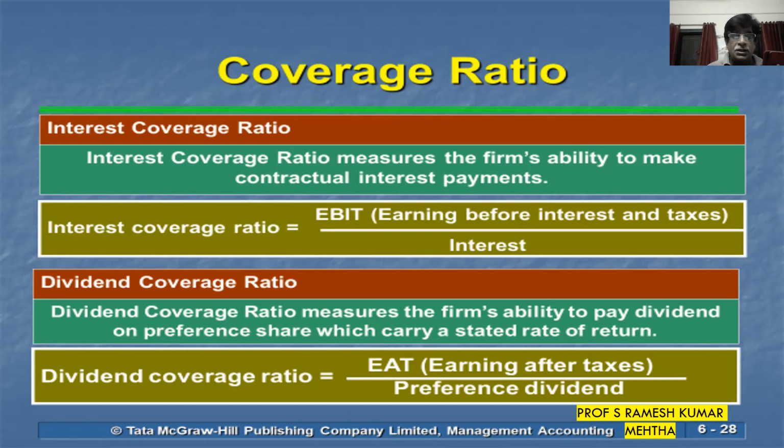It talks about the financial strength of the company, as well as its ability to pay preference dividend on preference share capital. The formula is earnings after tax divided by preference dividend. Before I go to the next slide, I will give you a small example.